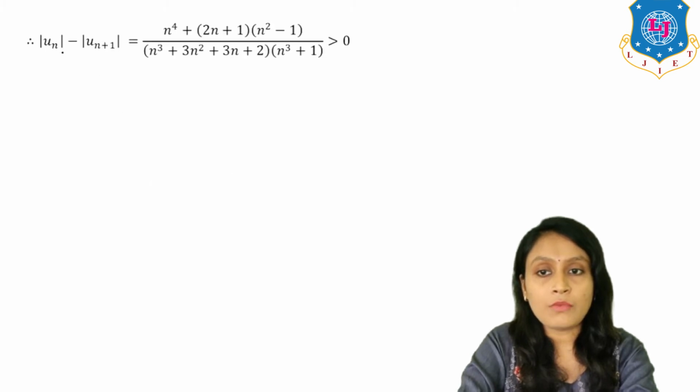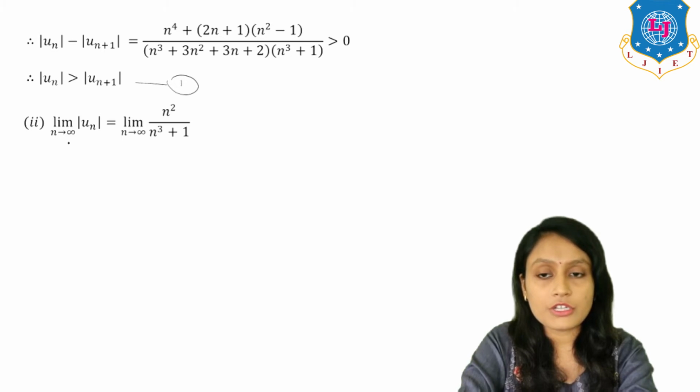So you will get |un| − |un+1| equal to (n⁴ + 2n + 1)(n² − 1) upon (n³ + 3n² + 3n + 2)(n³ + 1). From this you can see that it is greater than 0. Therefore here we have |un| greater than |un+1|. This is the first condition of the Leibniz test, which we have satisfied.